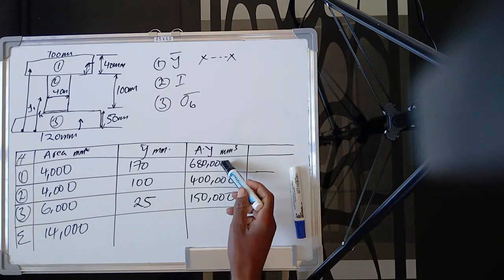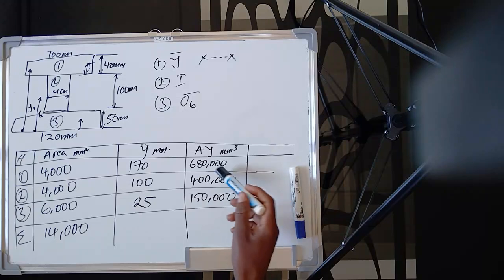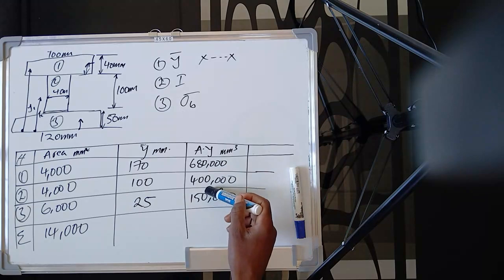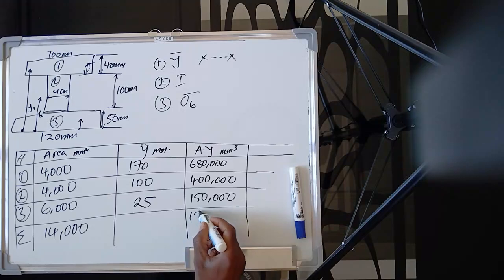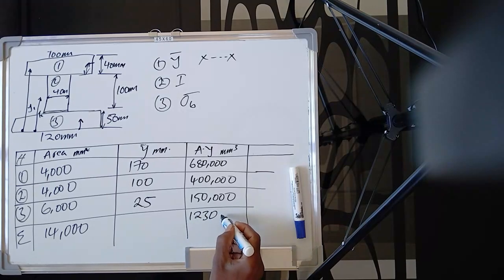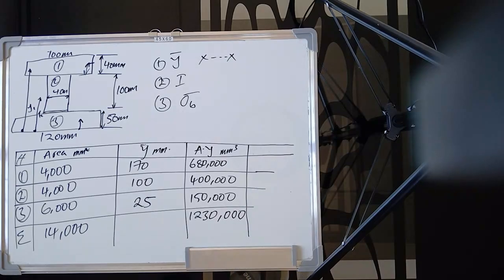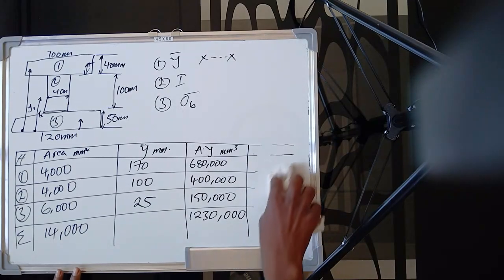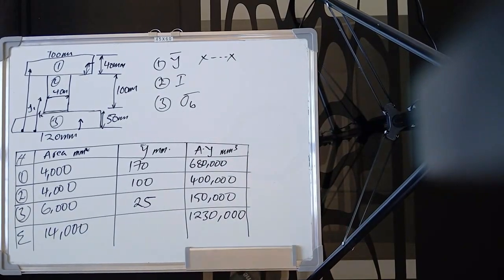So when we do 680,000 plus 400, that should be 1,080,000. Then plus 150, that should give you 1,230,000. So 1,230,000. So this is how we do our table. That's how we fill in the table. Right? That's part 1 of the question.